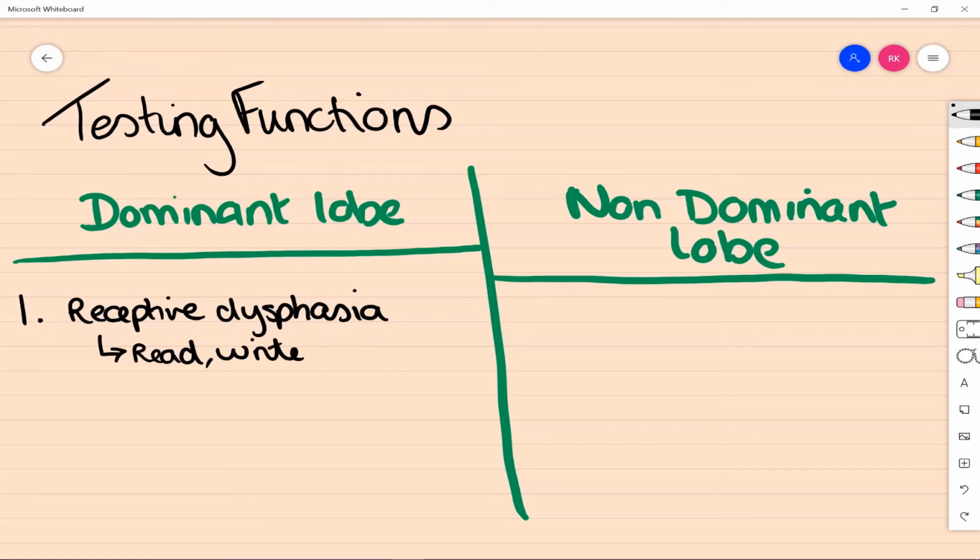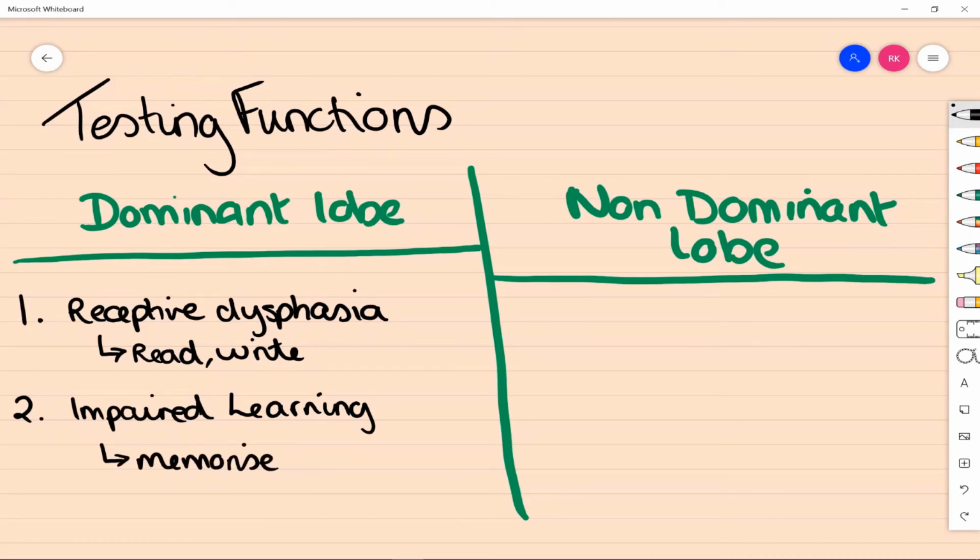We then look at learning, so is there any impairment in learning and retention of verbal material for the dominant lobe? So this is what we're testing when we ask people to repeat an address. So we'd give them a new address, for example, 42 West Register Street, and then we ask them to recall the full address after 5 minutes.